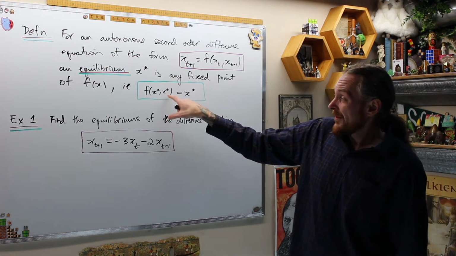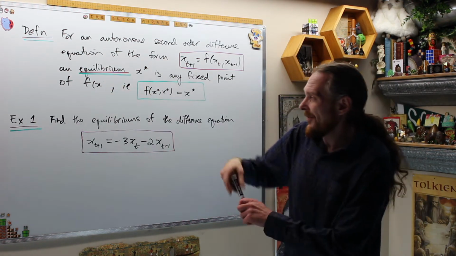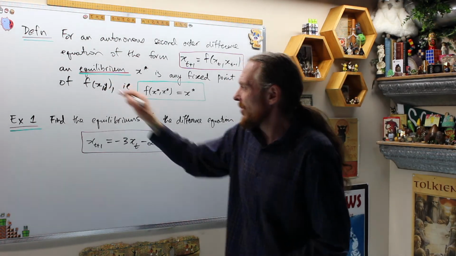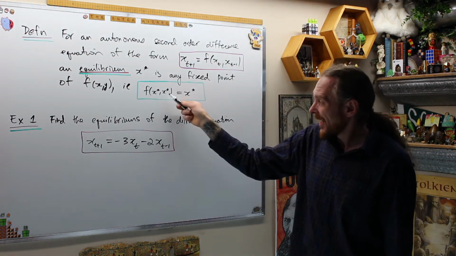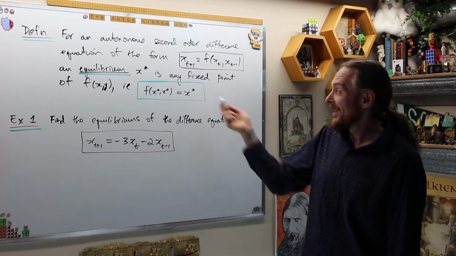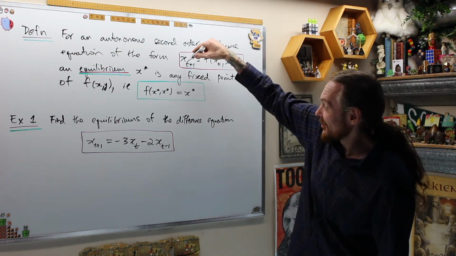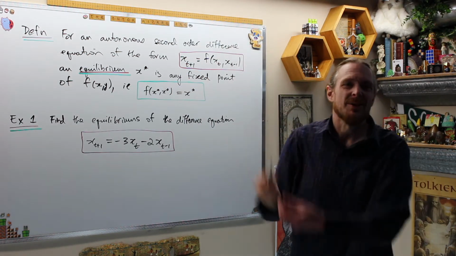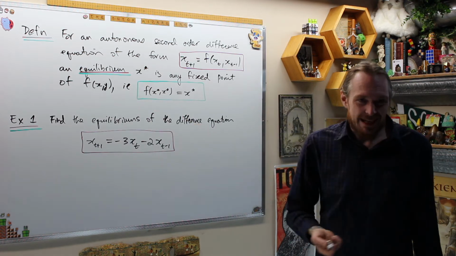It's a fixed point of the function f of x, y if you had two coordinates, but really what we're saying is f of x star equals x star. You put x star in all of the coordinates, this one and this one and this one, and then you solve for x star. That's why we're going to do an example right away.